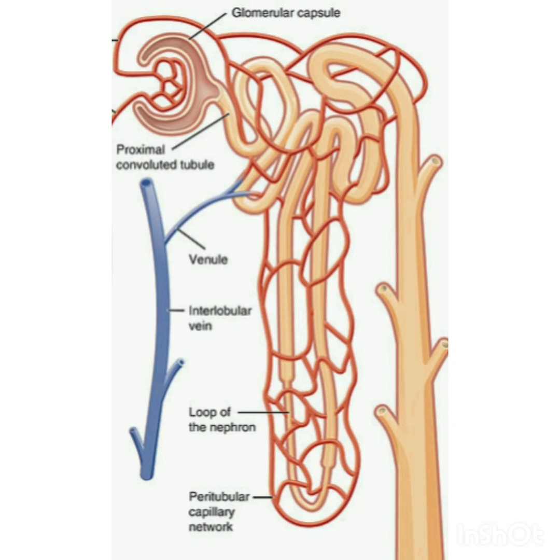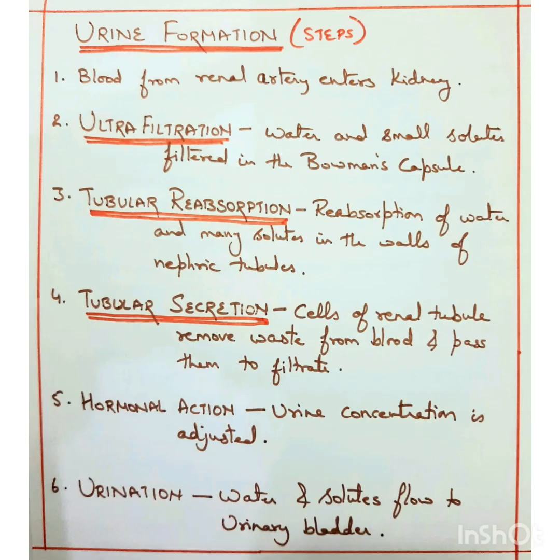Now the third point is tubular secretion. Cells of the renal tubule remove waste from the blood and pass them into the filtrate. Now, hormone action adjusts the urine concentration. That is, ADH promotes water reabsorption. There is reabsorption of some water, sodium and potassium. And the final step is urination. That is, water and the solutes flow to the urinary bladder, and then they are eliminated through the urinary tract.